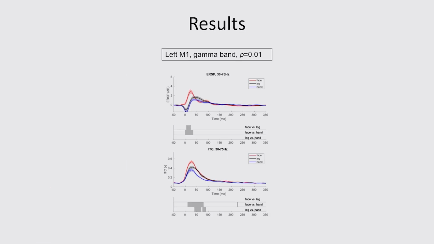Then finally, looking at the gamma band. On the gamma band, we see similar synchronization. Again, at the beginning, right after the TMS pulse, we see differences, but after that, nothing really. However, here on the gamma band, we surprisingly see some differences in the face.